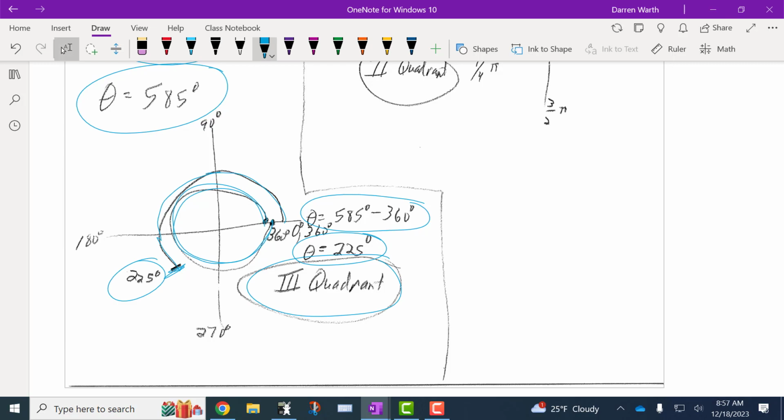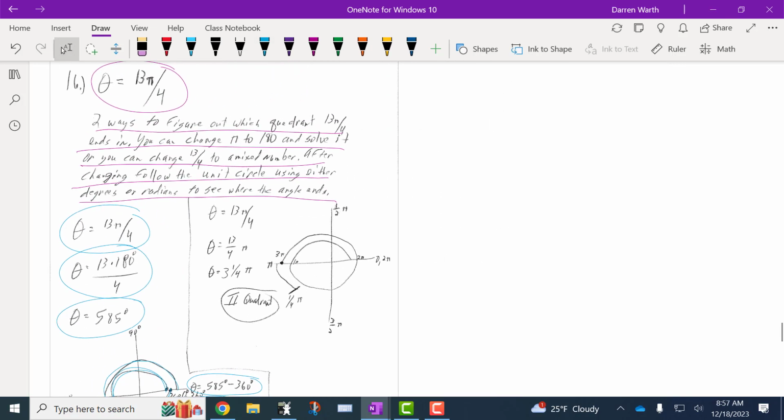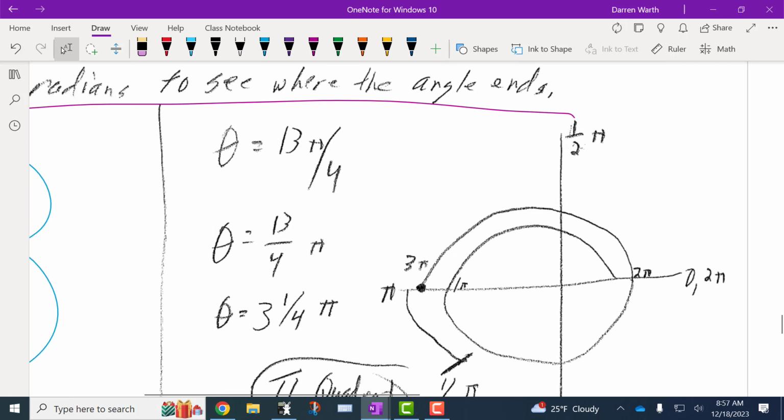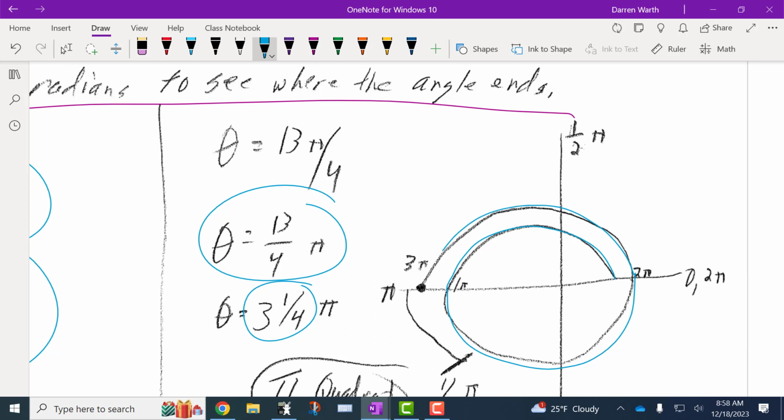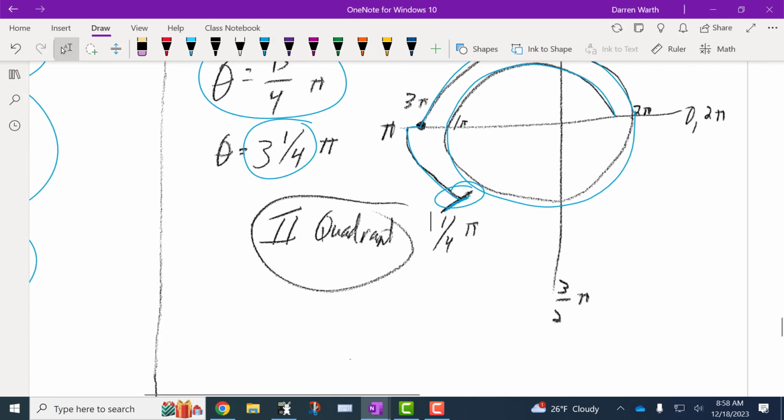You can do the exact same thing with 13/4. So 13 pi over 4, I'm going to change that to 13/4 pi. And 13/4, well, 4 goes into 13 3 times. That's 12 with a remainder of 1, so that's 3 1/4 pi. So notice, if I go around my unit circle, here's 1 pi, here's 2 pi, here's 3 pi, and then I'm going to rotate another fourth. That's going to put it right there in the third quadrant. So my answer is going to be in the third quadrant.